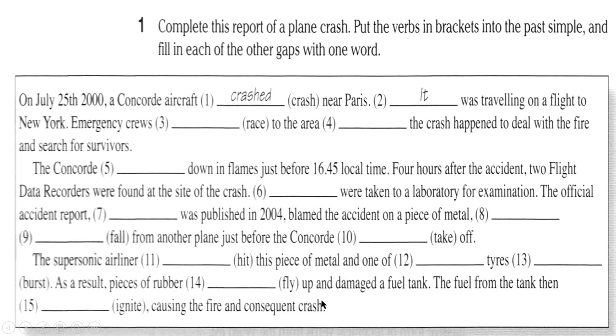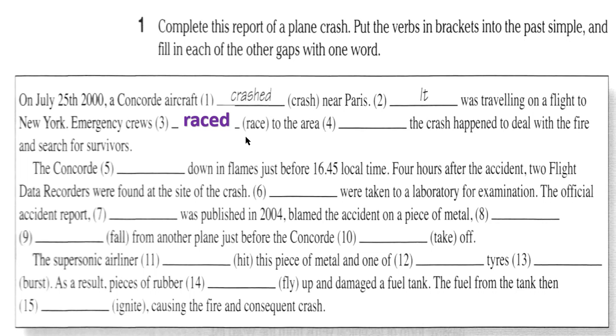Now let's check your answers. On July 25th, 2000, a Concorde aircraft. Here we are talking about something which happened in the past, so we will use the past simple. The past simple of the verb crash. Crash is a regular verb, so we will add ed. Crashed near Paris. It was traveling on a flight to New York. Emergency crews. Here also we are talking about the past, so the past of race is raced.